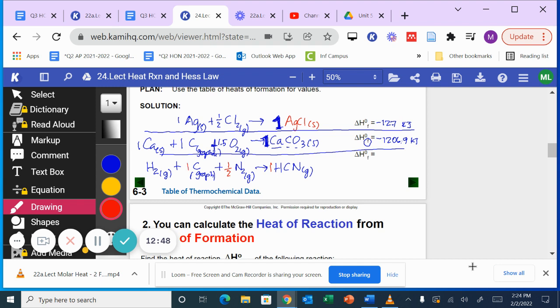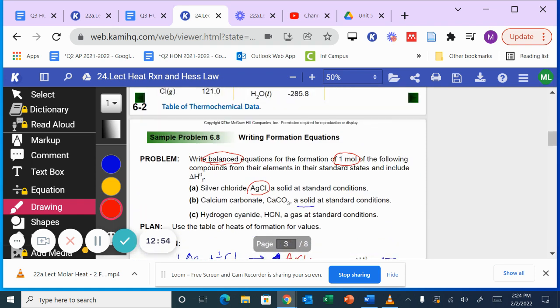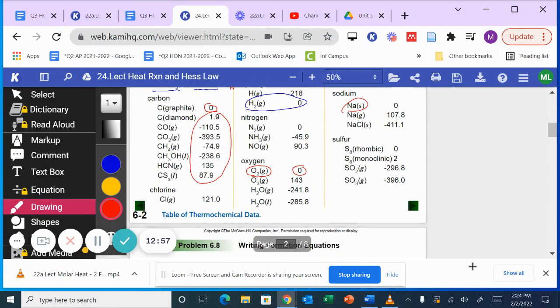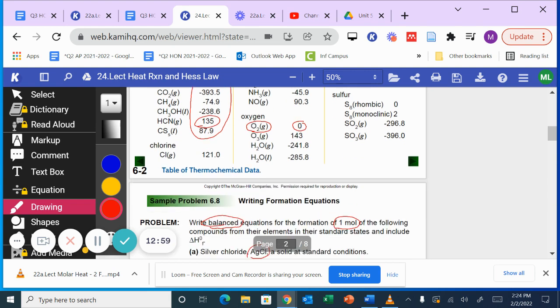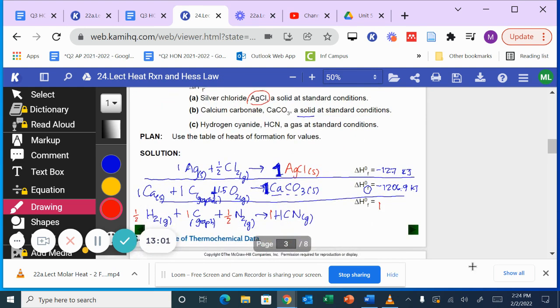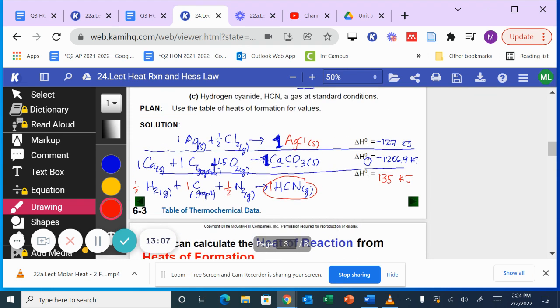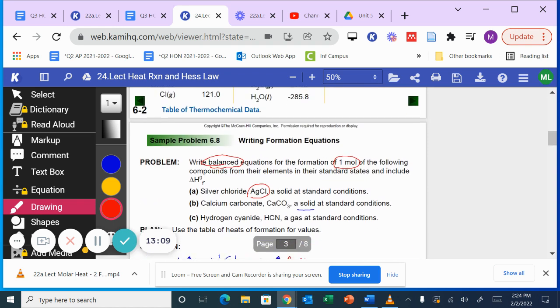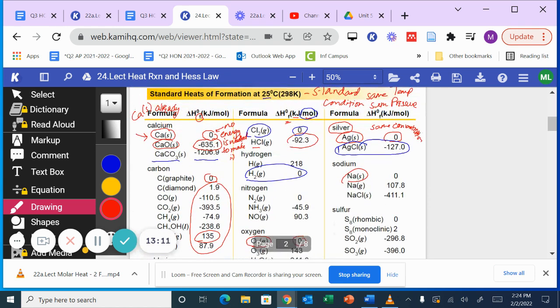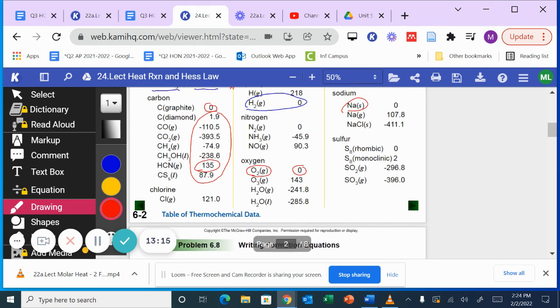Okay? To balance this, because this has to be 1, I'm going to make this 1/2. I'm going to make this 1. I'm going to make this 1/2. When you combine those together to form HCN, I will need 135 kilojoules for every mole of this guy. Okay, so the reason I did this is because I wanted you to understand these heats of formation. It is the energy needed to form all of this.